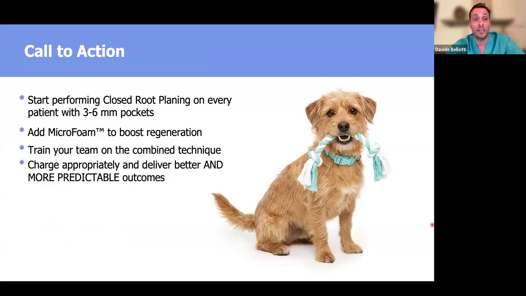With MicroFoam, we can start performing closed-root planing on every patient with a 3-6 millimeter pocket and add MicroFoam to boost regeneration. So we need to train to do closed-root planing, ultrasound, and hand. And the most important thing, we can charge appropriately. It's not bundled into subgingival scaling or cleaning, but it's a separate procedure that we can charge for, because we know that we can deliver a better and more predictable outcome. So let's save those teeth, I would say.